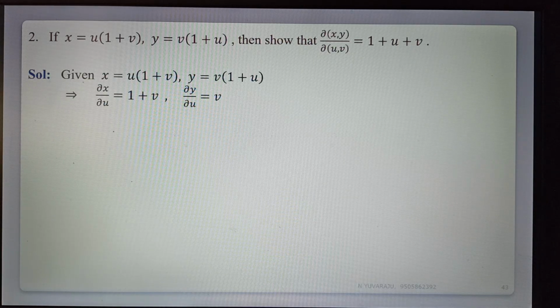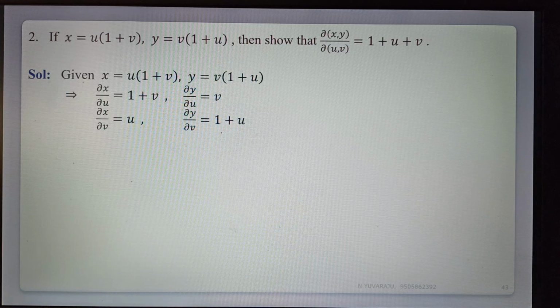So first, finding the rate of x with respect to u and with respect to v. First ∂x/∂u is equal to the rate of u, which is 1, and 1 plus v is constant. ∂y/∂u is equal to v, v constant here, and the rate of 1 plus u is 1. Next ∂x/∂v is 1 plus v, and 0 plus 1 into u, so u. ∂y/∂v is the rate of v, 1, and 1 plus u.